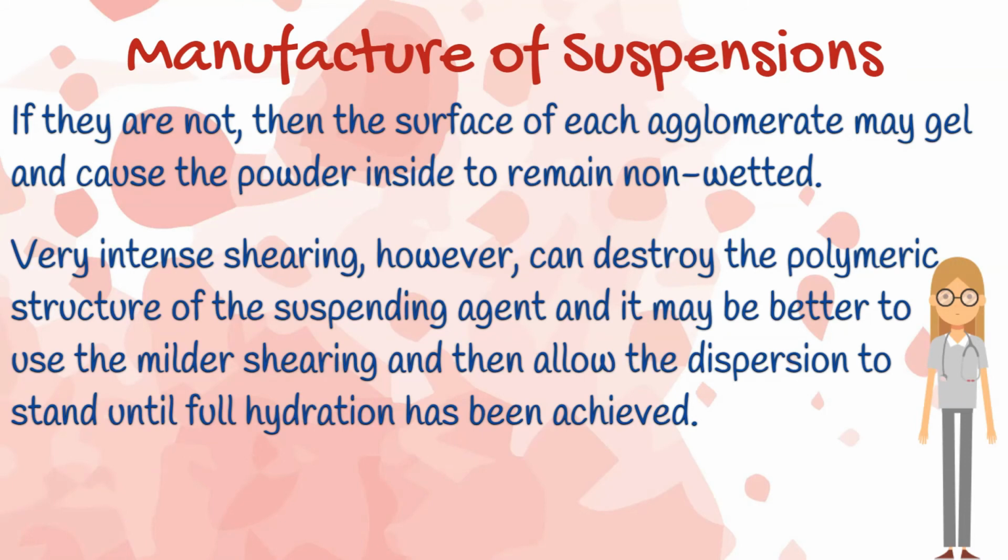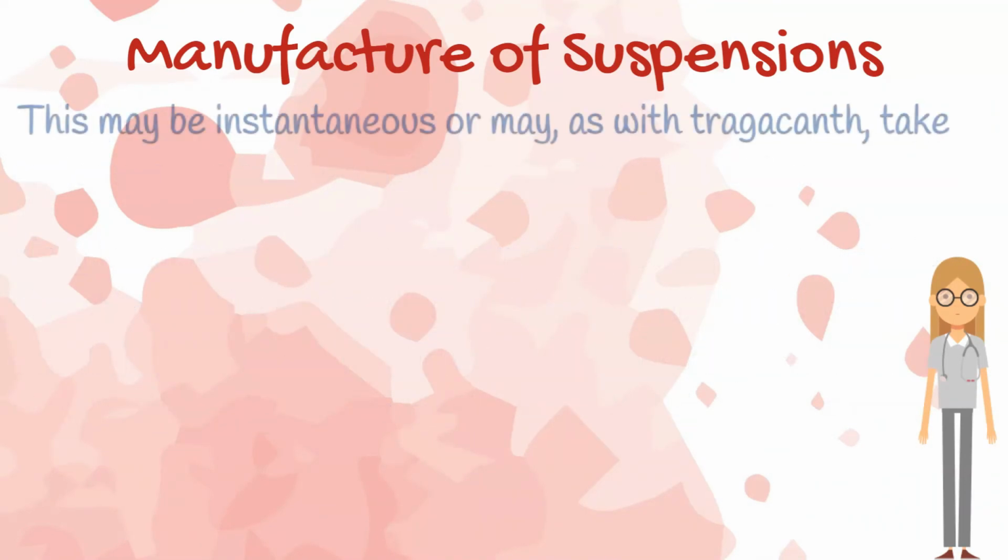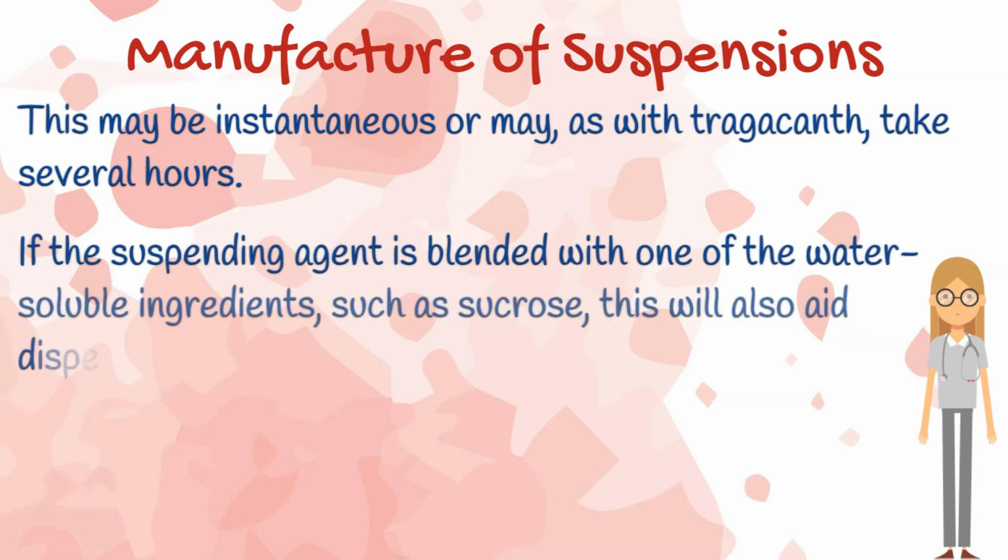Very intense shearing, however, can destroy the polymeric structure of the suspending agent, and it may be better to use milder shearing and then allow the dispersion to stand until full hydration has been achieved. This may be instantaneous or may, as with tragacanth, take several hours. If the suspending agent is blended with one of the water-soluble ingredients, such as sucrose, this will also aid dispersion.